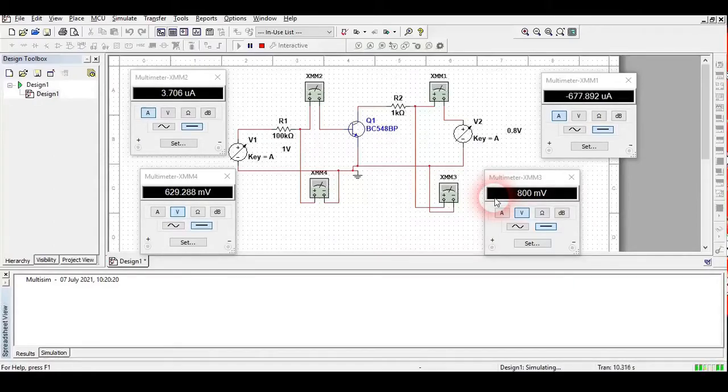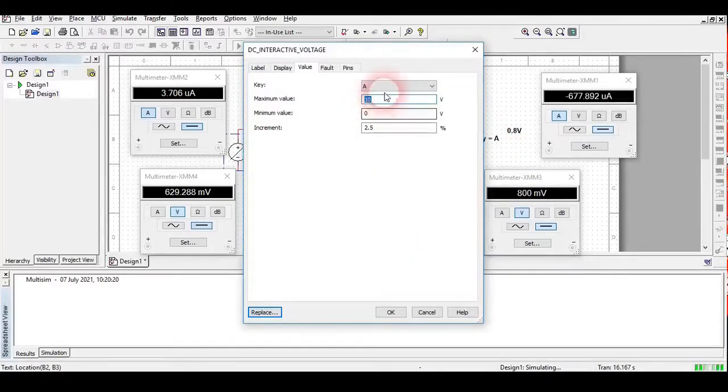Here you can see that the current is changing. This 3.706 microampere current is coming when I change this A. Why is this happening? Because this is key A also, and this is also key A. When I press A here, this is also changing. So what I am going to do is replace this A by B.